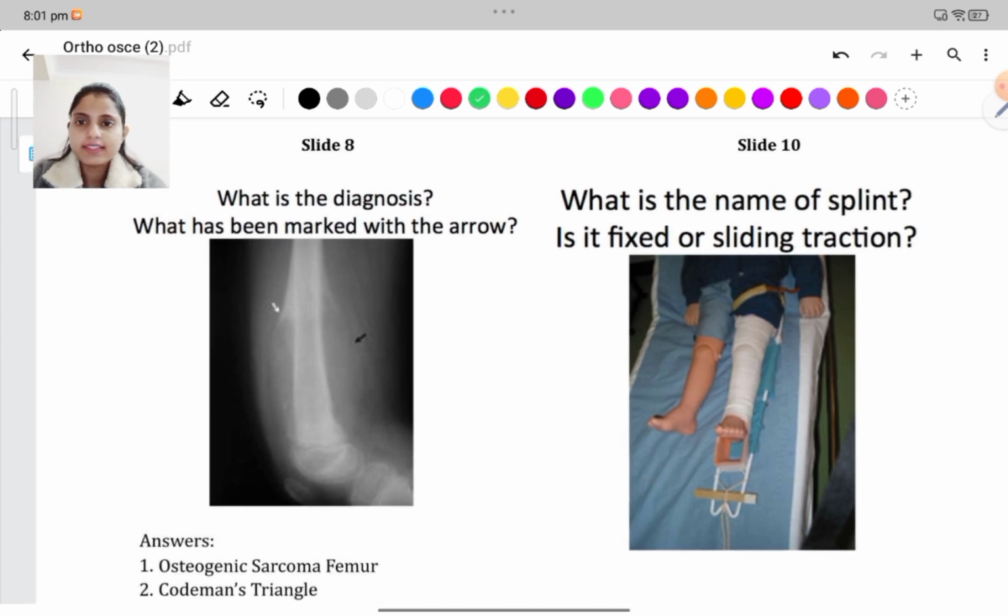Question number 8. What is the diagnosis and what has been marked with the arrow? Here we can see the periosteal reaction, which is seen in osteosarcoma, and this arrow shows the Codman's triangle. So this is osteogenic sarcoma of the femur. Osteogenic sarcoma is osteosarcoma, and the Codman's triangle has been shown.